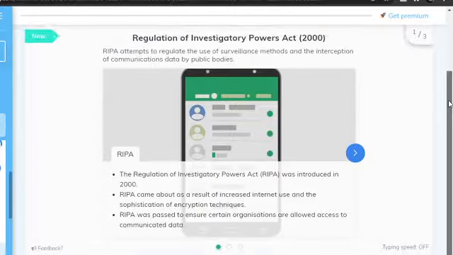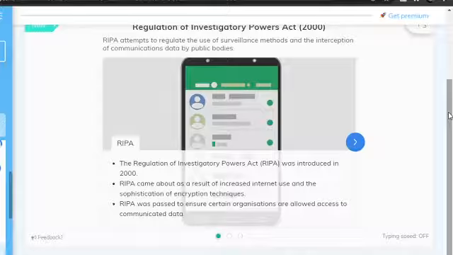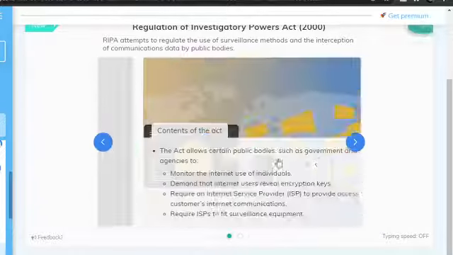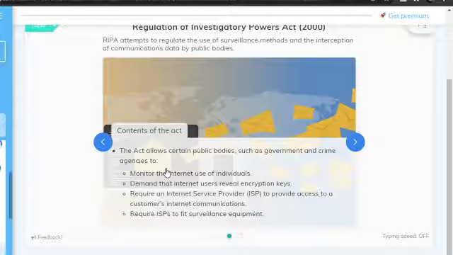Investigatory Powers Act 2000. So this regulates the use of surveillance methods. This was introduced as people were starting to use encryption and starting to actually look at where people were. So the Act allows certain public bodies such as government and crime agencies to monitor the internet use of individuals, demand that internet users reveal encryption keys, require an ISP to provide access to internet communications, and requires ISPs to fit surveillance equipment. So it kind of gives them the right to look at what you're doing.